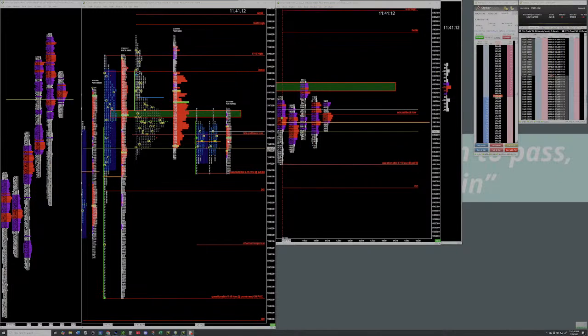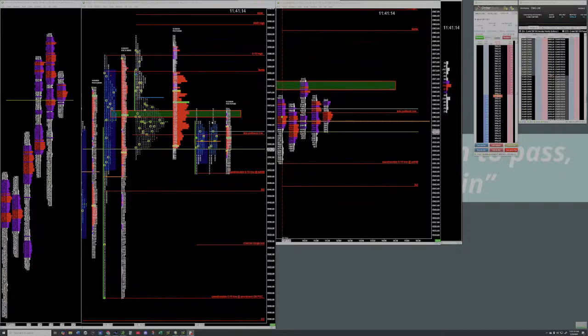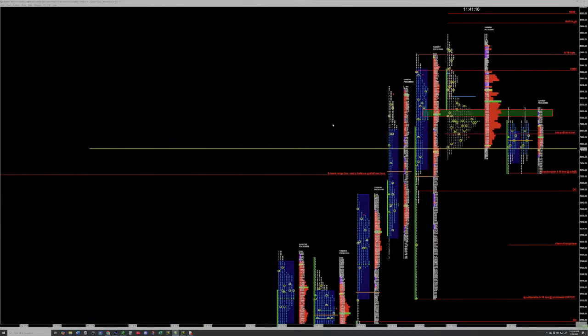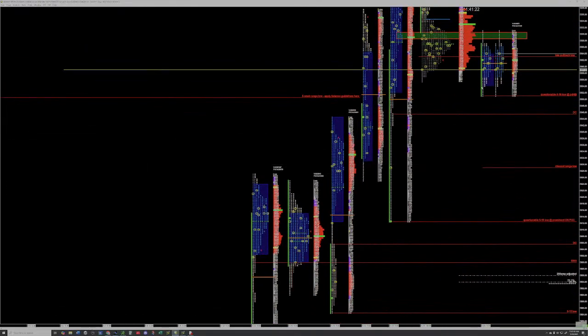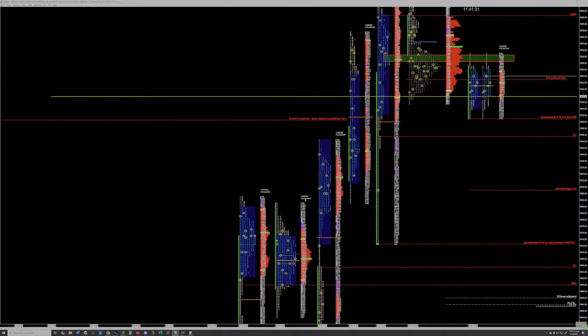Check, for example, let me maximize this. Just check this range here yesterday, before yesterday, and the other ones. This is a really narrow range, even narrower than this inside bar that we have here. I'm going to pay close attention to that.